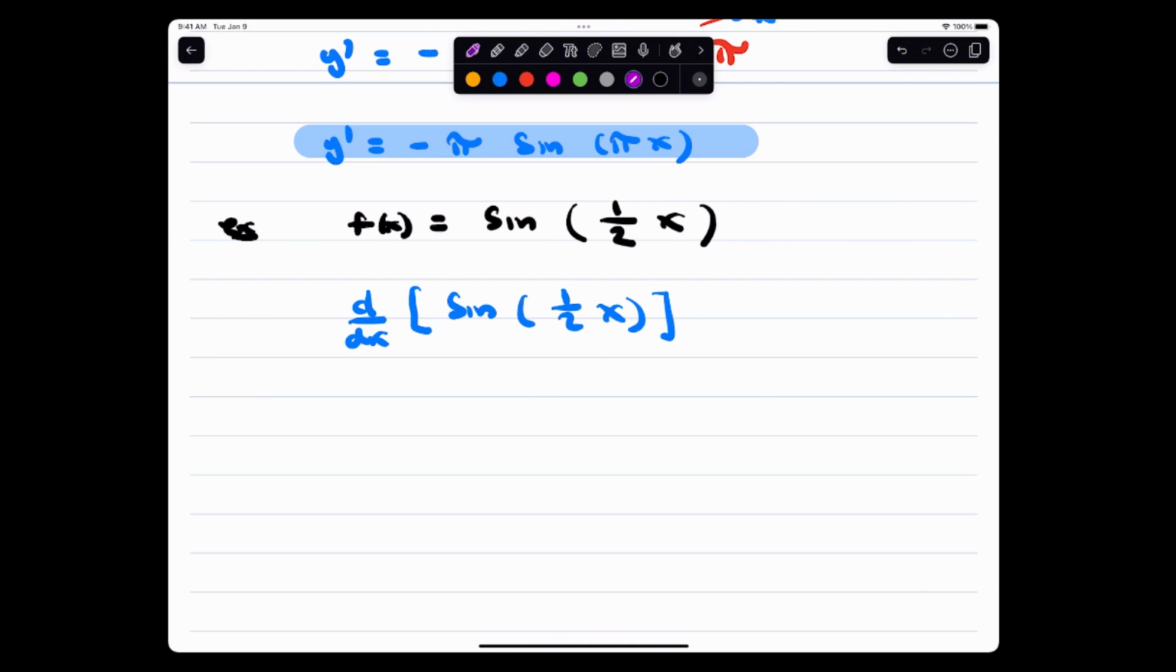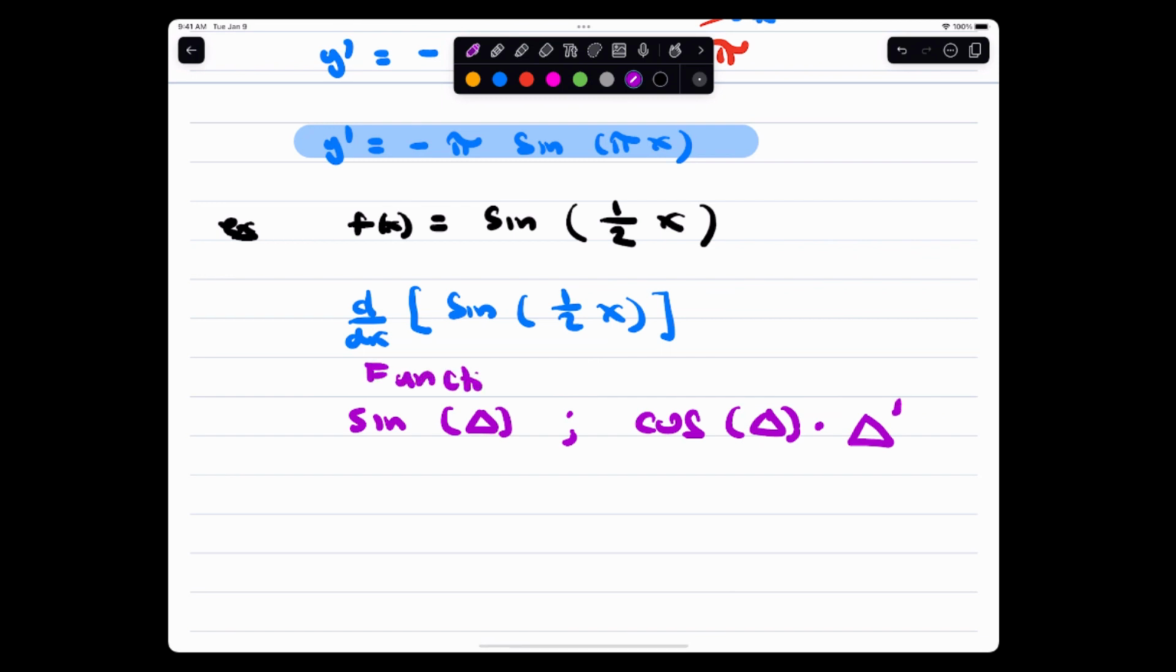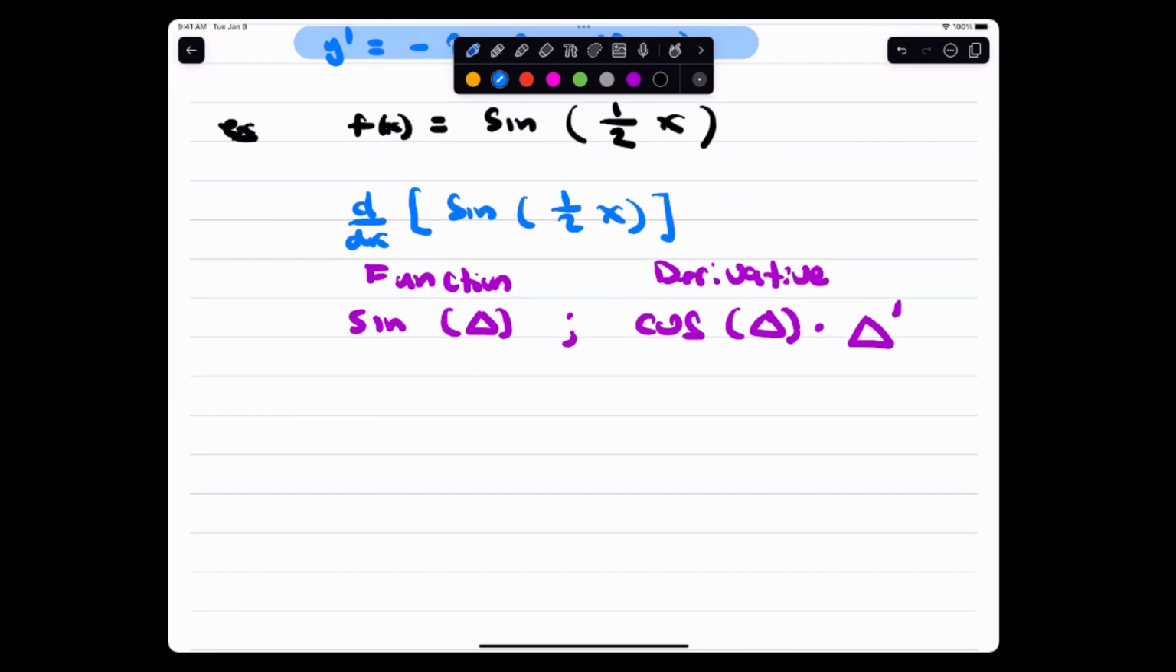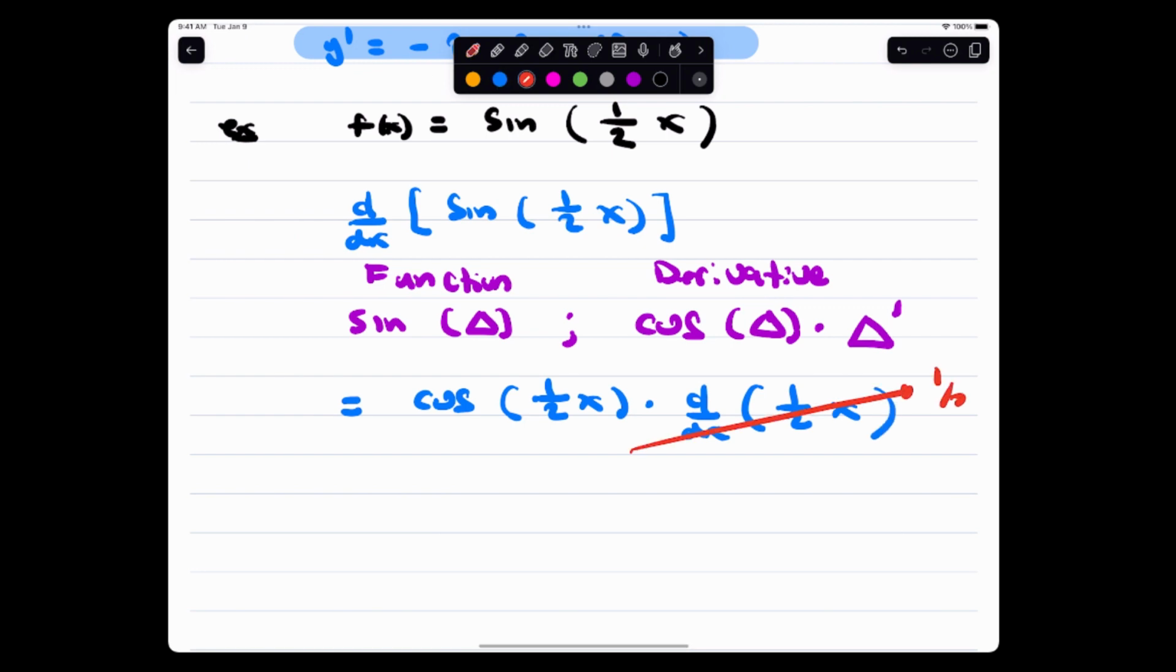So, again, if the function is sine of an argument, the derivative will be, what's the derivative of sine? Cosine, and then don't forget to take the derivative of the argument. So here's another picture. Function, and then what? Derivative. So what's the derivative of sine of 1/2 x? What would you guys write down? Cosine of that 1/2 x times the derivative of what? 1/2 x. And what does that give you? 1/2.